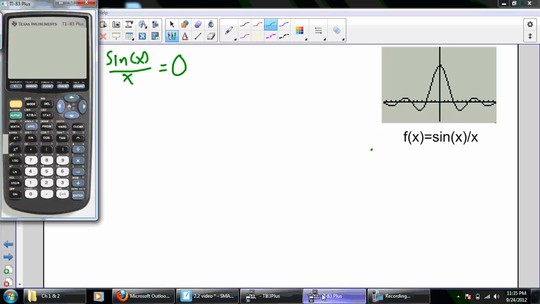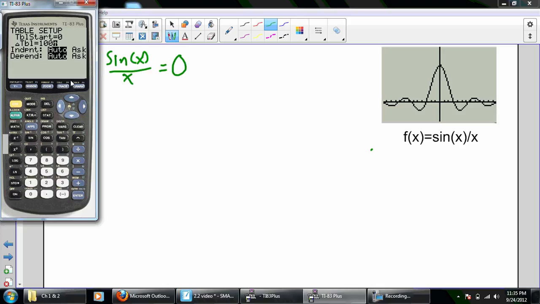Well, let's take a look at the table. As you see here, I've put this function into my y1, and I'm going to specifically set my table, so I hit second. Above the window button is the table set. I'm going to start my table at 0, and my change in my table, what my x's are going to go up by, will be 100. So that's a 4 out of 1.